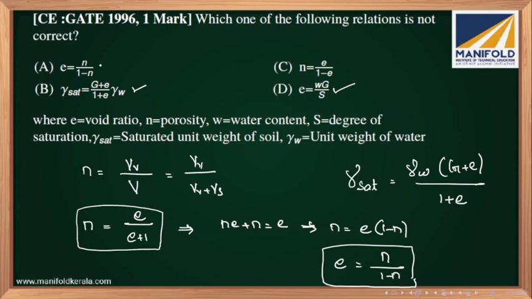So statement A also satisfies, but there is a problem with the relation given in option C: e divided by (1 minus e). It's not so; n is equal to e divided by (e plus 1). So option C will be the right answer, which is not a proper relation.